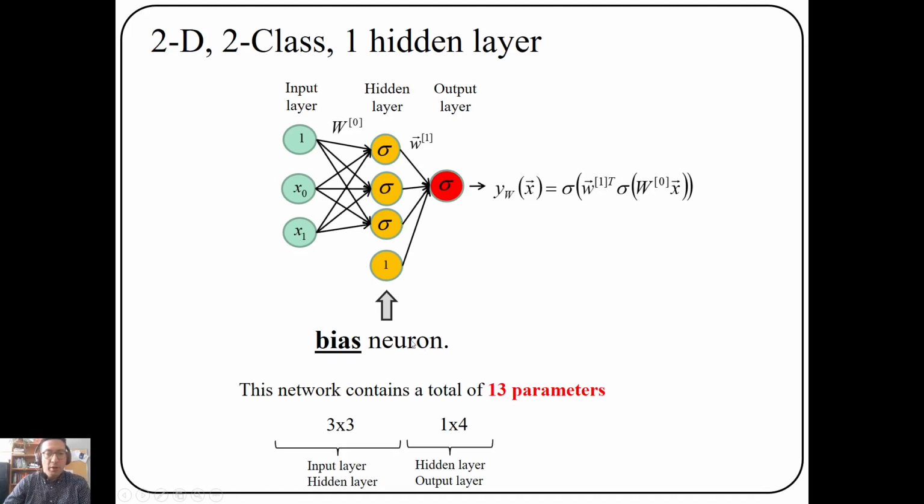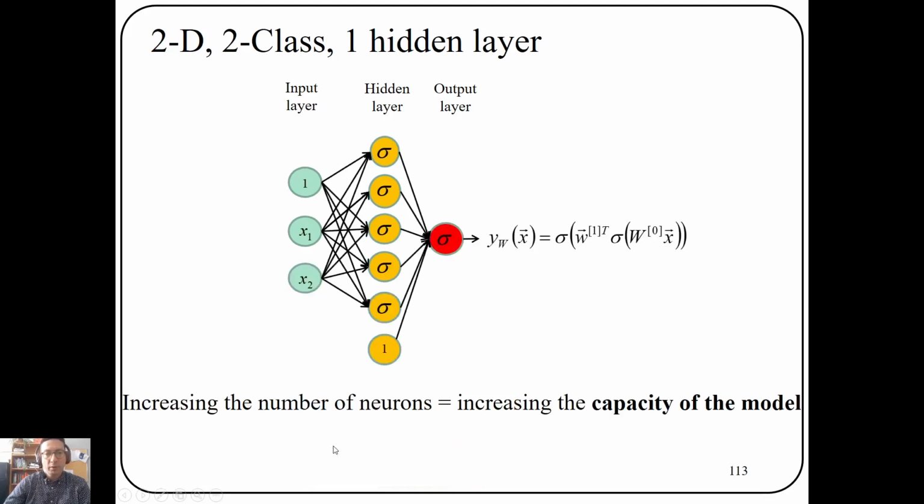So this network contains a total of 13 parameters. Why 13? Because we have 13 arrows. Here we have three neurons that connect with 3 neurons. So 3 times 3 is 9, plus 4 neurons that connect to 1, so plus 4 times 1. So that's a total of 13 parameters.